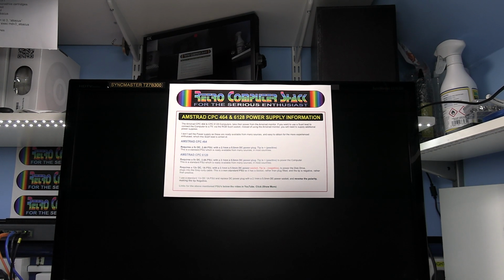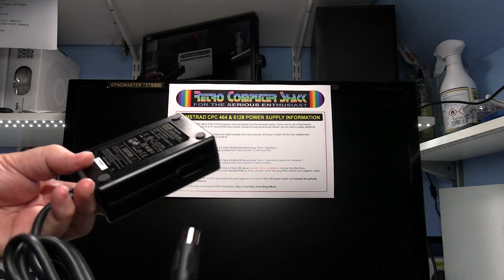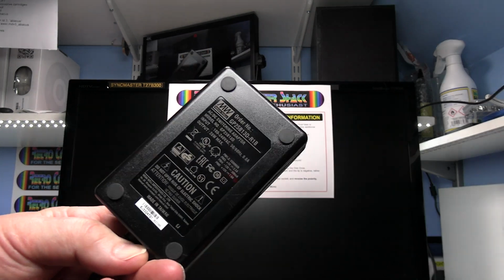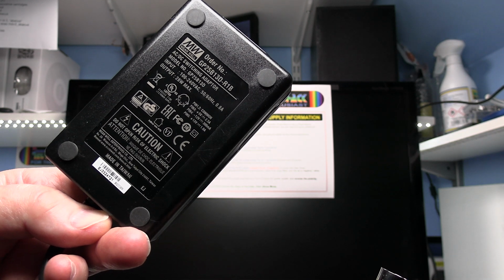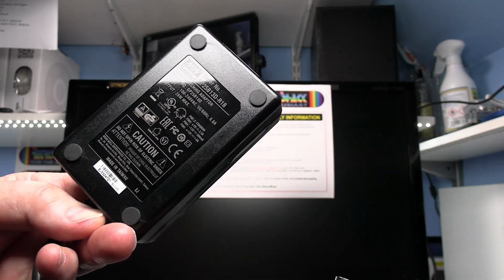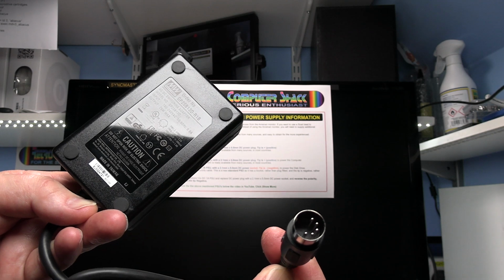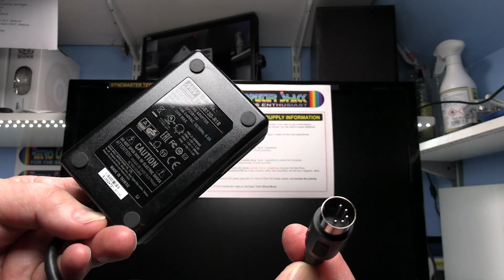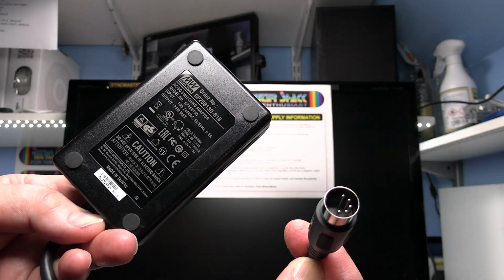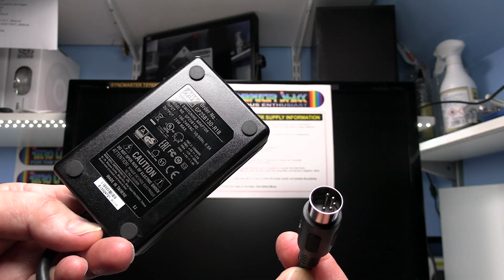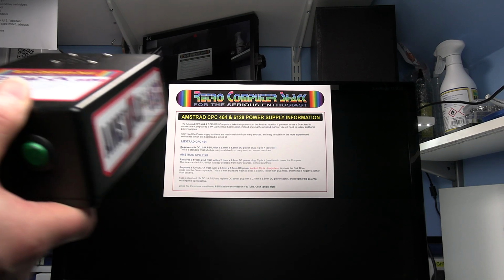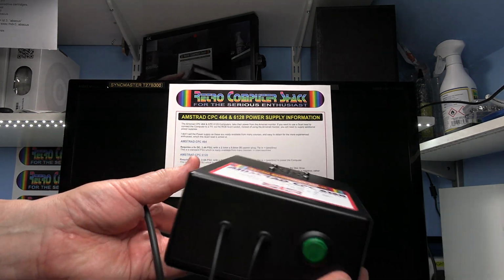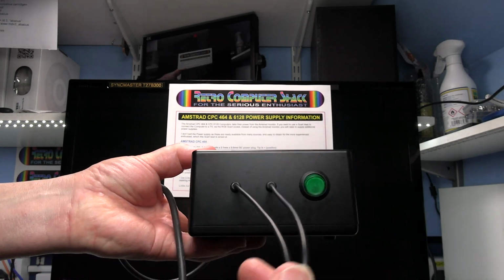You can also use a combined multiple output desktop power supply, like this Meanwell one, which gives 5 volts, plus 12 volts and minus 12 volts. You don't need the minus 12 volts on the Amstrad, and it comes with a five pin DIN plug. So you can then make an adapter for that to power the CPC as well. Or you can make an additional all in one unit like I used here, which has both outputs.